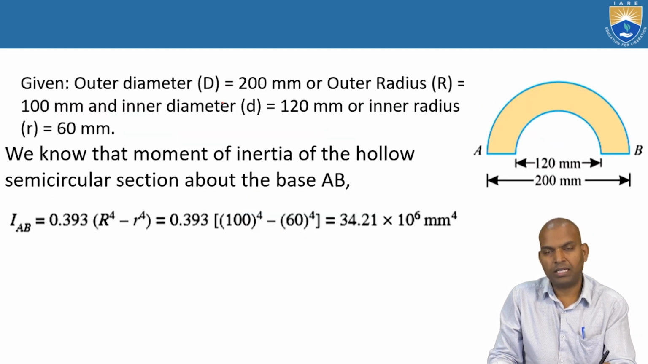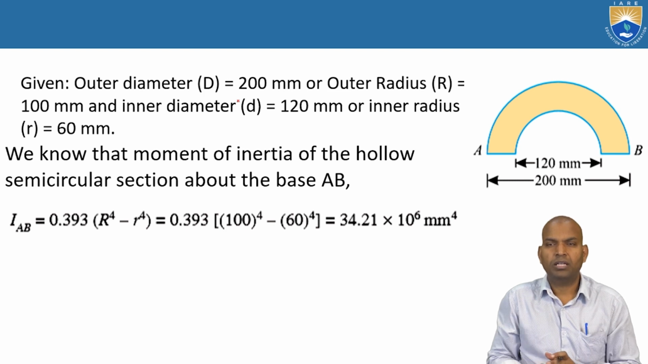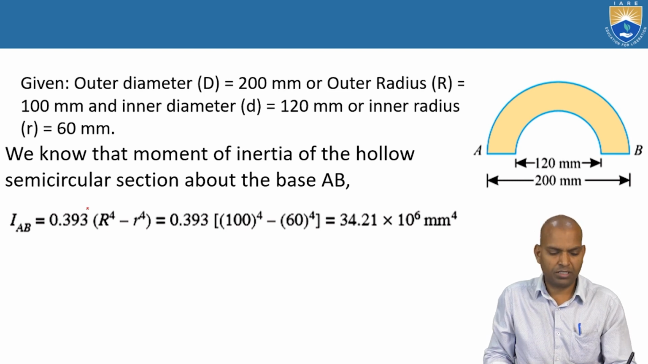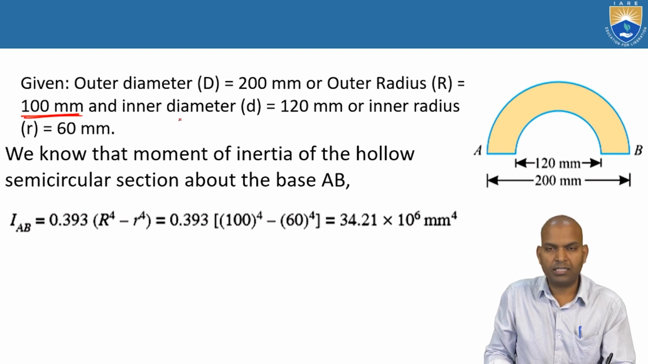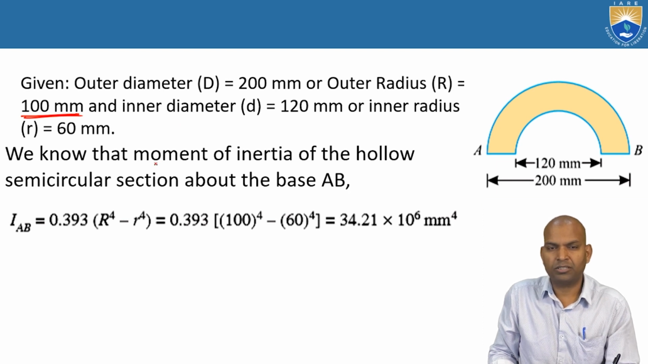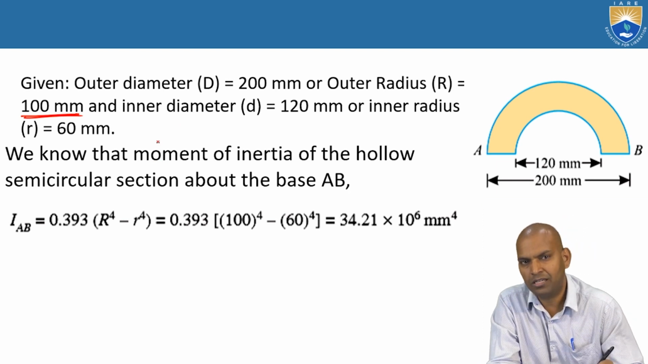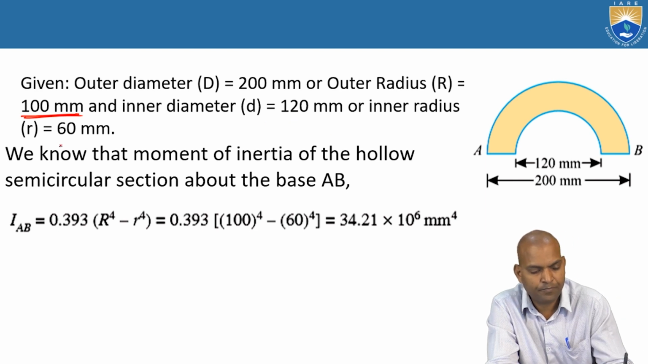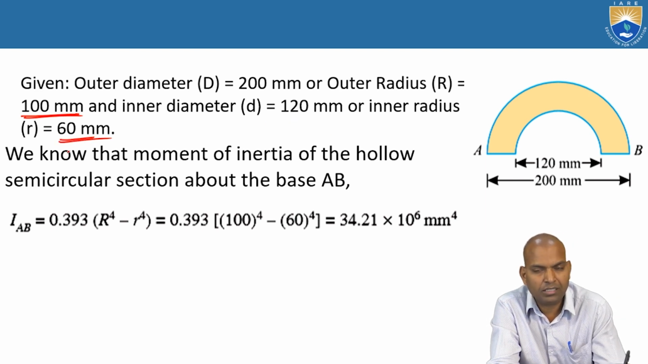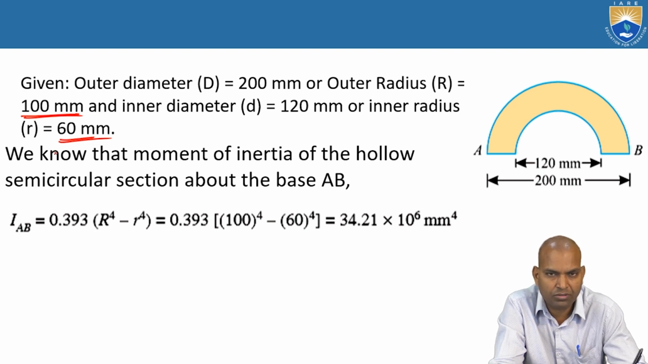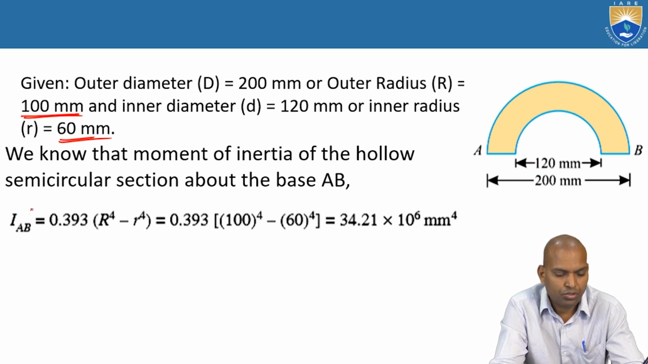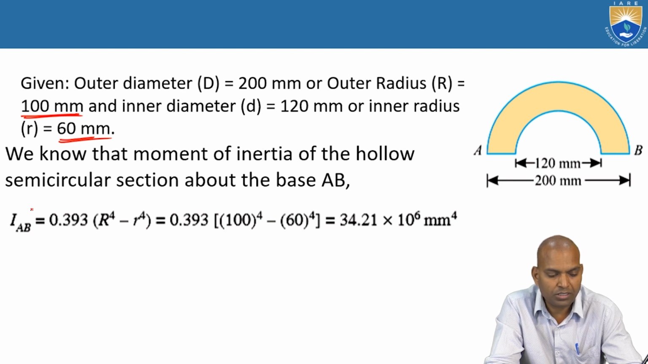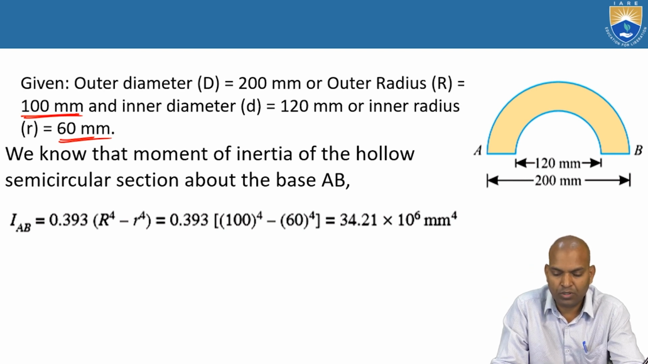The given outer diameter is 200 millimeters, so the outer radius is 100 millimeters. The inner diameter is 120 millimeters, so the radius is half of that, 60 millimeters. Capital R equals 100 millimeters, small r equals 60 millimeters. So what about the section about its base?